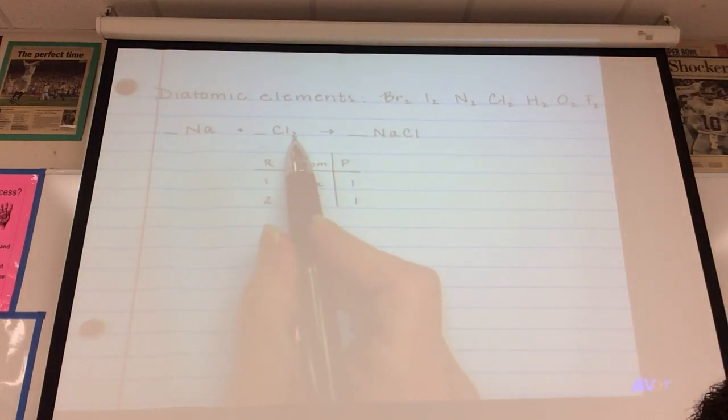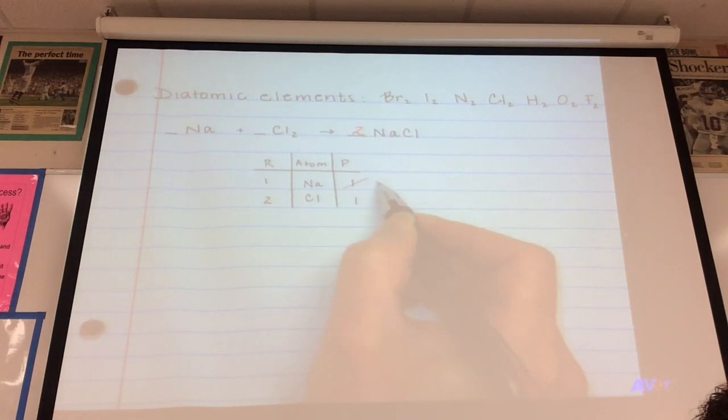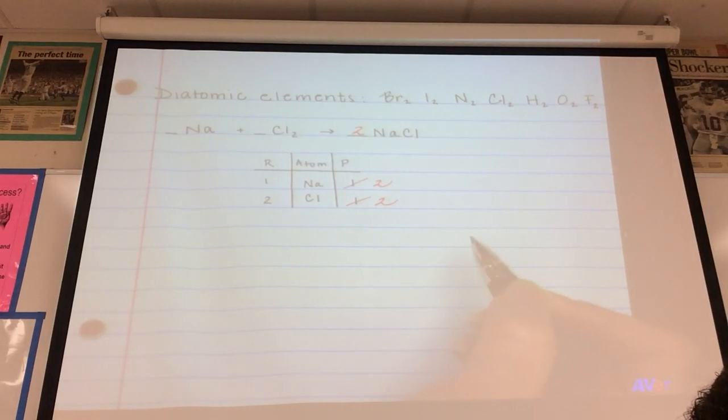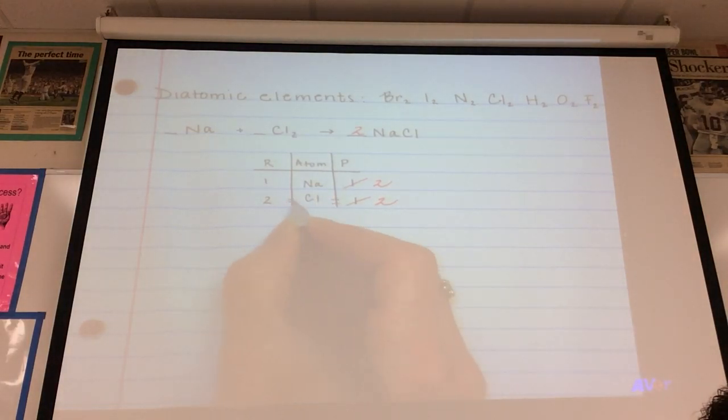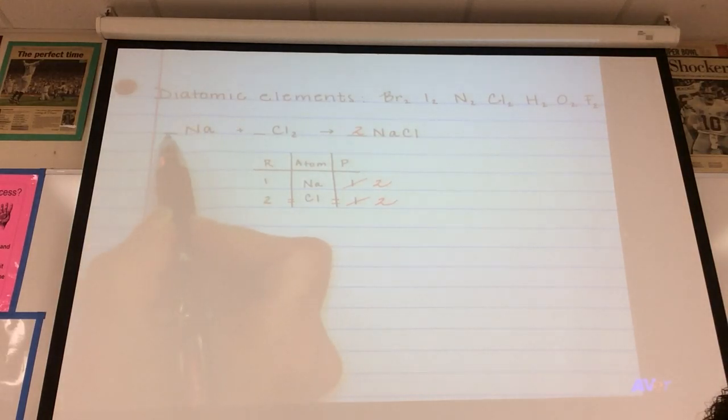You've got 2 chlorine here. To balance this, I'm going to put a coefficient of 2 here. And I've got 2 sodium and 2 chlorine. Now my chlorine are balanced, but my sodium is not. What should I do? Coefficient of what here? 2. You got it.